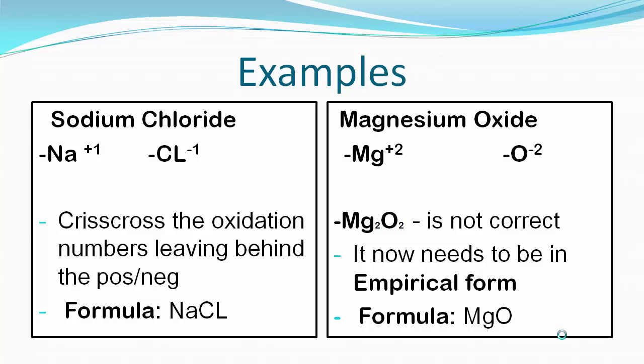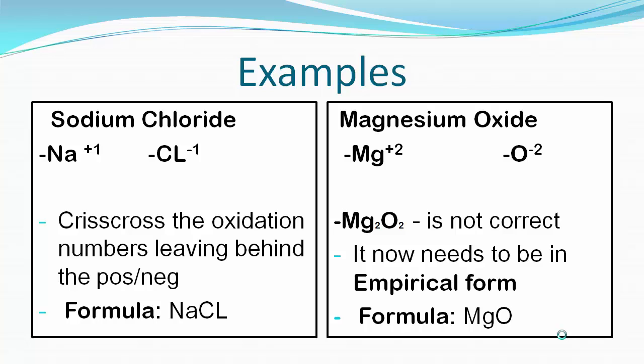For example, let's say sodium chloride, like I mentioned before. Sodium is Na, which is +1 in the oxidation state, and chlorine, or chloride, is -1. So what we do is we crisscross the oxidation numbers, leaving behind the positives and negatives. We don't need those anymore. So the formula is simply NaCl, and that's the end of it.